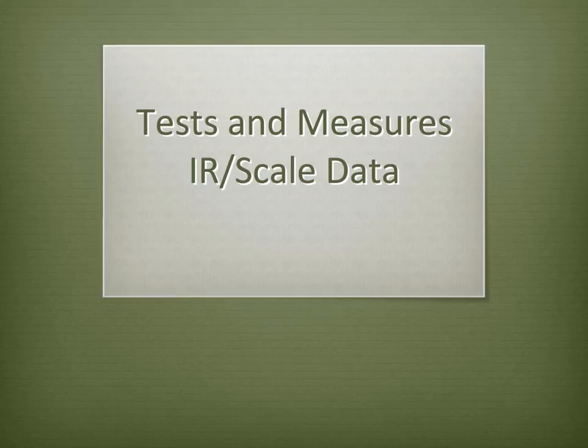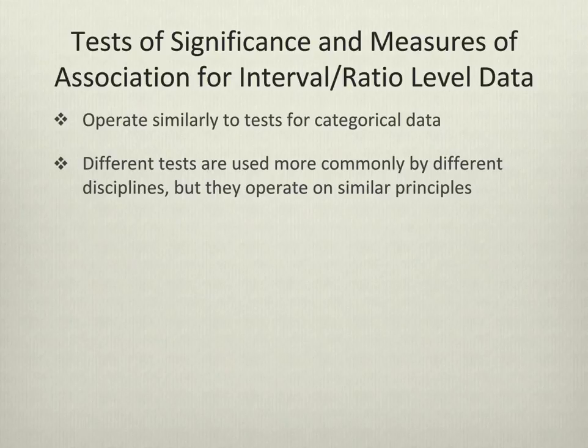This is a combined unit that looks at tests and measures for interval ratio level scale data and difference between means tests. Tests of significance and measures of association for interval ratio level data operate similarly to tests for categorical data. Different tests are used more commonly by different disciplines, but they operate on similar principles. If you master any of these tests, you can master others.